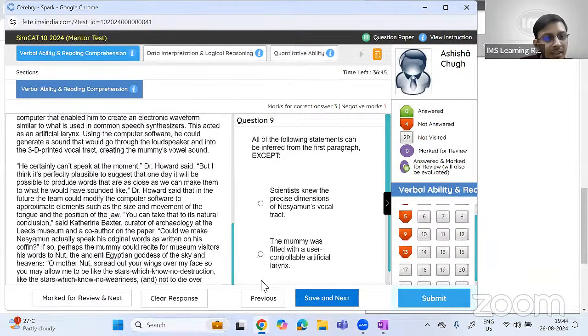It's plausible that one day it might be possible to produce words as close as we can make them. A future team can modify the computer software to approximate elements such as the size and movement of the tongue and the position of the jaw. We can take that to its natural conclusion. Could we make him actually speak the original words as written on the coffin? If so, perhaps the mummy could recite for museum visitors his words to Nut, the Egyptian goddess of the sky and heavens.